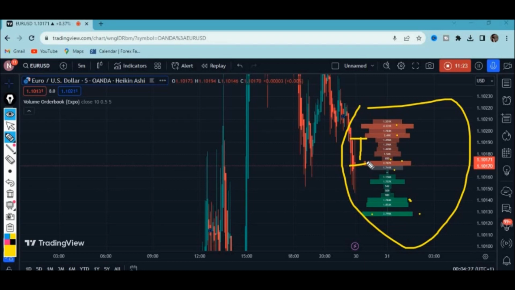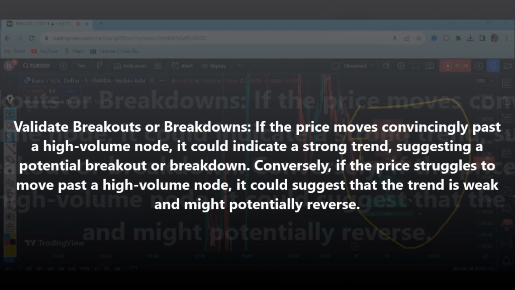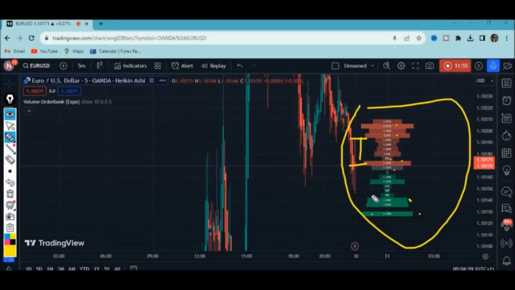And as well, this volume order book can help us validate breakouts or breakdowns, and this is evident if the price moves convincingly past the high volume nodes. It could indicate a strong trend, suggesting a potential breakout or breakdown. Conversely, if the price struggles to move past a high volume node, it could suggest that the trend is weak and might potentially reverse. This is so evident because we'll be watching the market when we have these high volume nodes, where you will see price breaking below the high traded nodes, and if it is unable to, like for instance right here, it shows you that the trend is very weak and might potentially reverse.